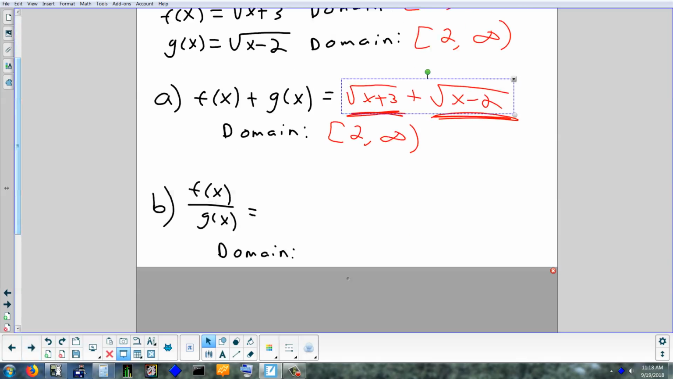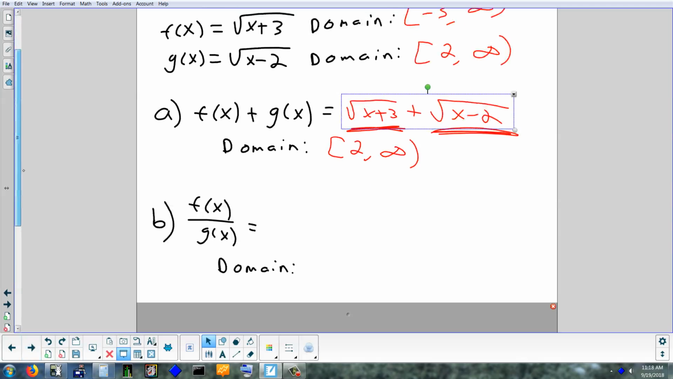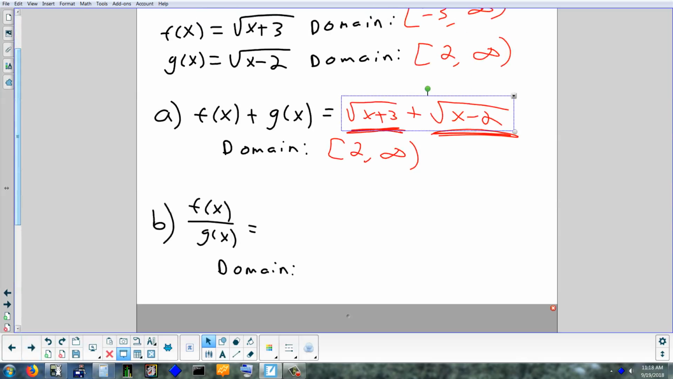Okay, let's try this one. F of x divided by g of x. Okay, so Emily, could you tell me how I would write f of x divided by g of x? Square root of x plus 3 is over square root of x minus 2. Now, I'm not super worried about the square root in the bottom. That's fine. I just want to see if we can figure out the domain.